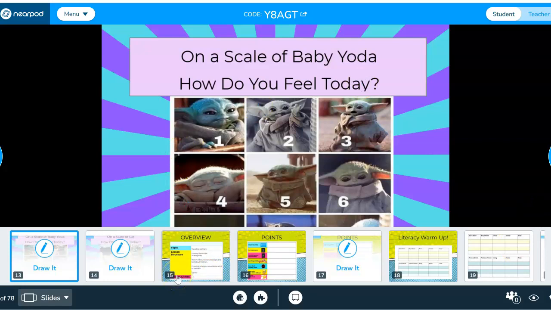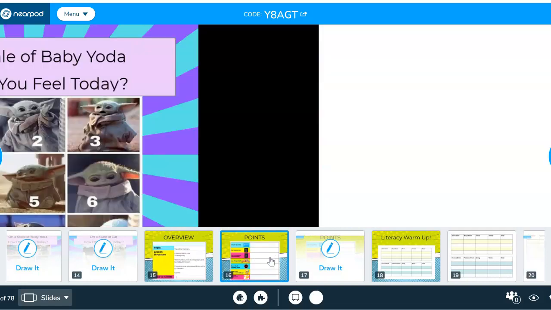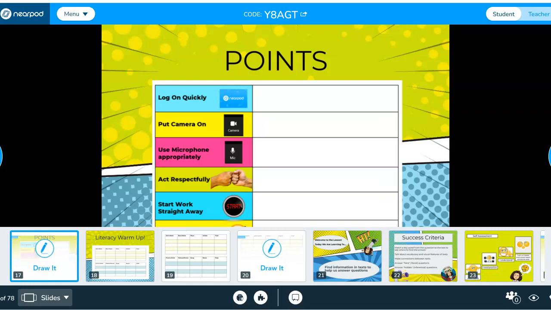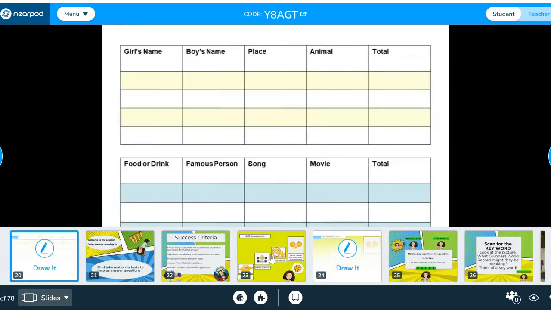You can see down the bottom I have an overview of the lesson, and that has the lesson structure just so they have a general idea of what's to come. Then we move into the points where it's just reinforcing those behaviour expectations, and I get them to interact with it using a draw it so that they're getting that explicit reinforcement of those behaviour expectations. I'd go into a literacy warm-up after that, and that's just a little game of categories. Then we get into the lesson.